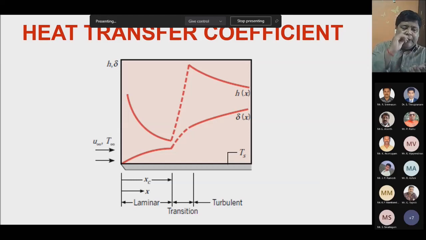Q is nothing but h A delta T, so more heat can be absorbed because the temperature difference is very high. The more the temperature difference, the more heat is absorbed. Now, as the same fluid progresses forward, its temperature keeps on increasing, and the temperature difference between the fluid and the hot surface keeps on decreasing.